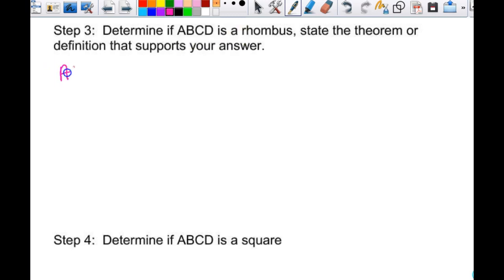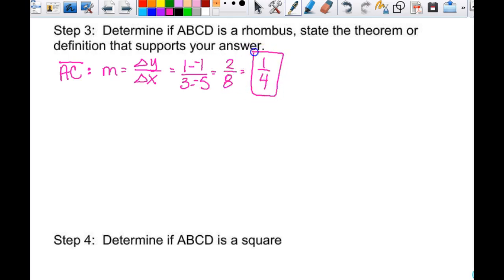So the slope, we'll start with AC. And we know that slope is delta y over delta x. That's going to be 1 minus a negative 1 over 3 minus a negative 5, which gives me 2 over 8, which gives me 1/4, and by itself means absolutely nothing. So we have to find BD. Now, if these are perpendicular, what do we expect to get for BD? A negative 4.